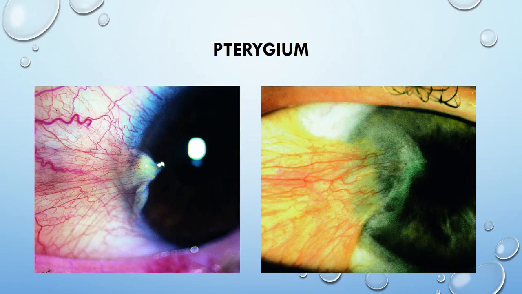Symptoms: many small lesions are asymptomatic. Irritation and grittiness caused by elevation of the advancing edge due to interference with the precorneal tear film. Patients who wear contact lenses may develop symptoms of irritation at an earlier stage due to edge lift. Interference with vision by obscuring the visual axis or inducing astigmatism. Intermittent inflammation similar to pingueculitis.